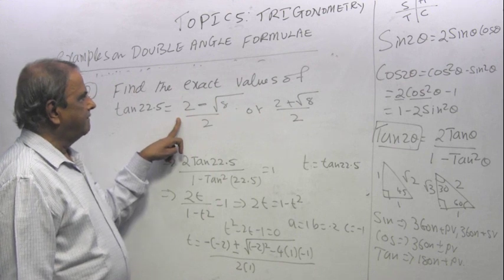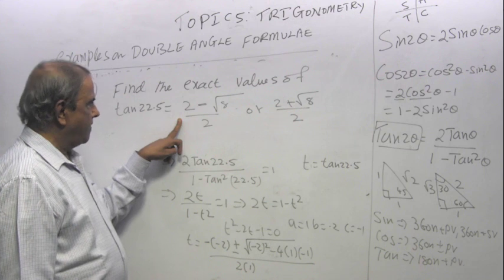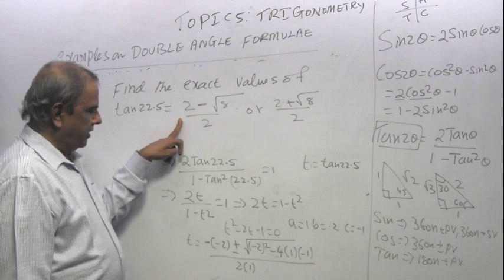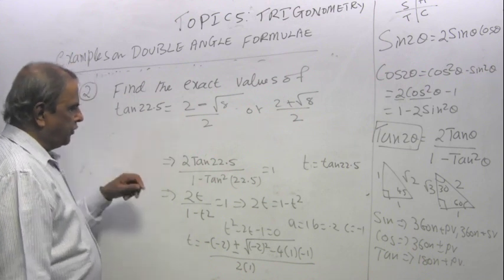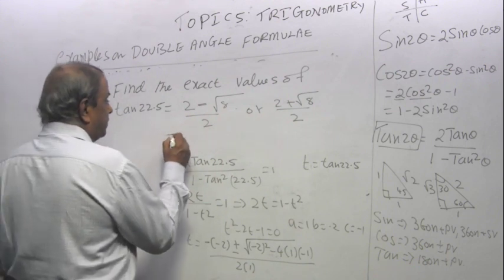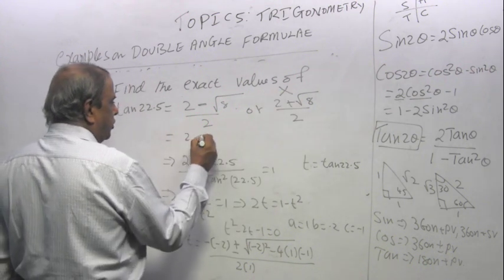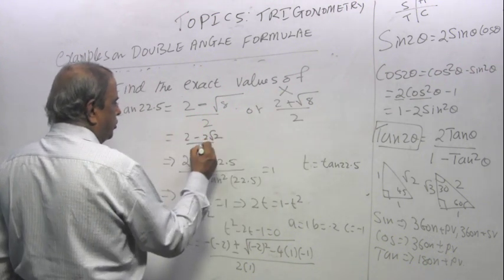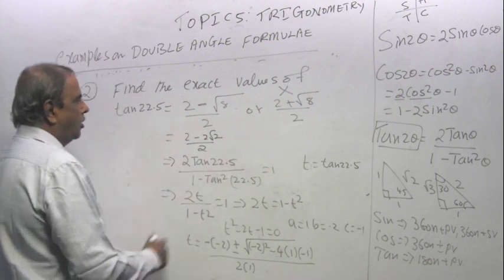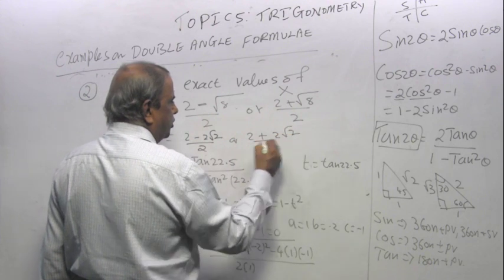Okay, let's see. Less than 2. So therefore, let's go ahead and see what happens. It can't be that anyway. So it becomes 2 minus 2 root 2 over 2, or 2 plus 2 root 2 over 2.